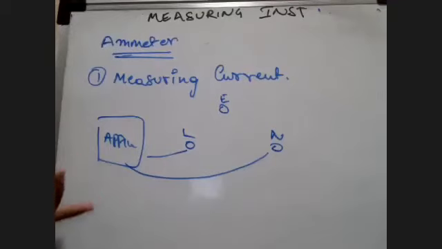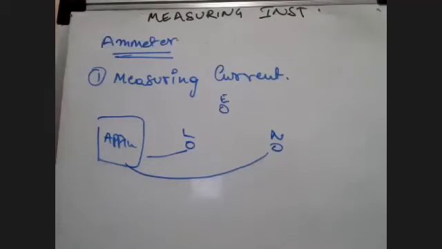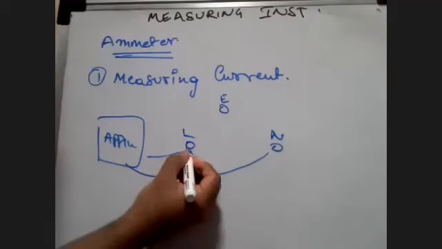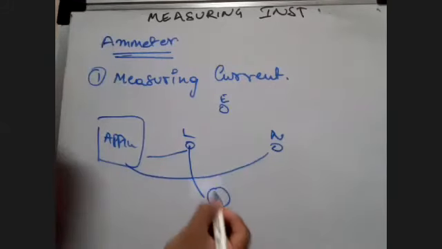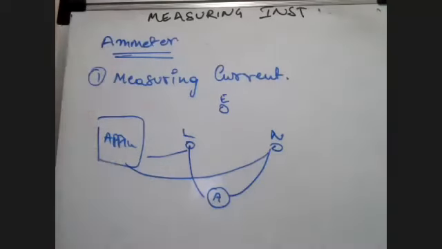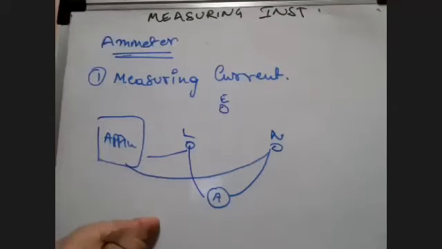What he did was he took the ammeter. He wanted to measure the current going through this appliance. The mistake he made was he connected the ammeter here. He put one end of the ammeter here, and the other end over here. So is this in series or in parallel? Someone said it is in parallel. It is in parallel, though it doesn't look like it.